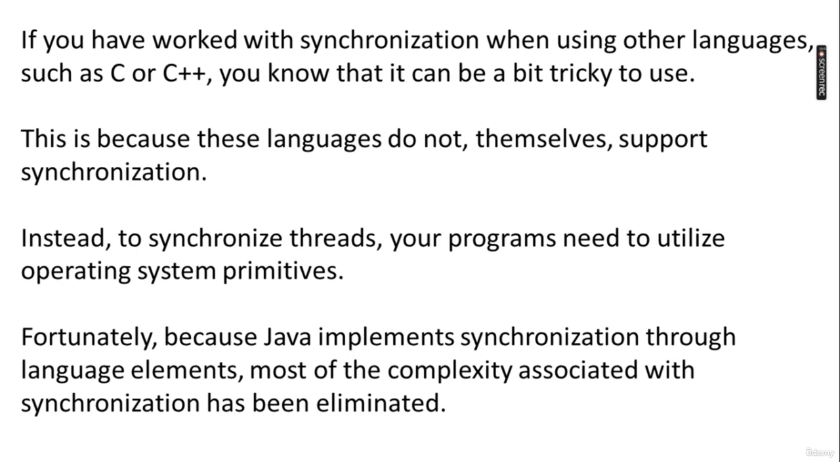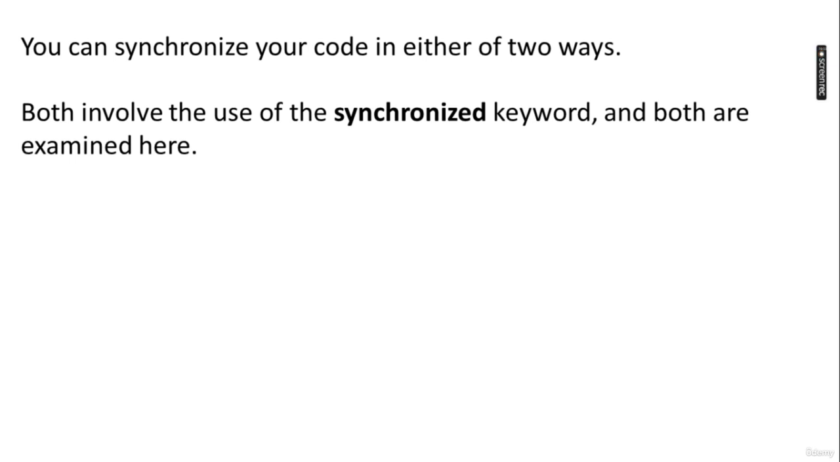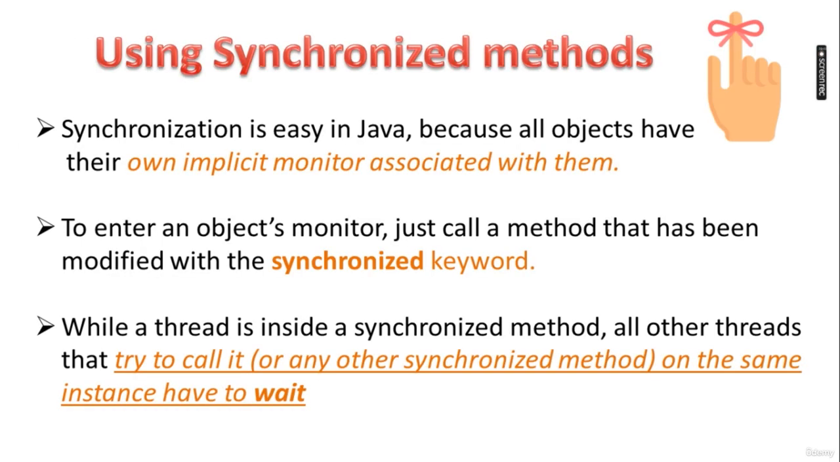So what you have to do to achieve synchronization in Java, you just have to understand how synchronization is built and you have to build your program. There are no tricky, no irritating things in Java to achieve synchronization. It is as simple as that. You can synchronize your code in either of two ways. Both involve the use of the synchronized keyword that is inbuilt, and both are examined here.